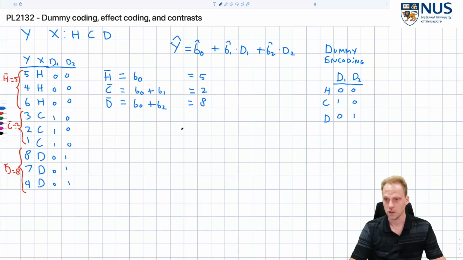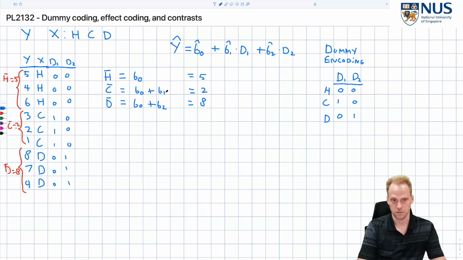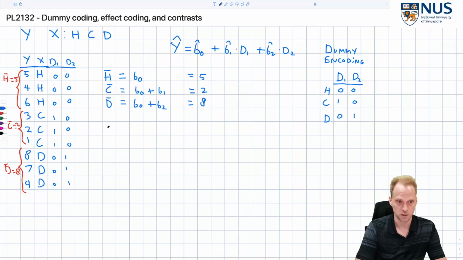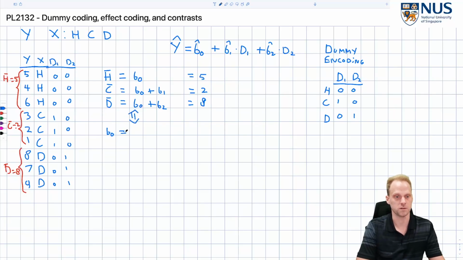Now, an interesting thing here is that we have 3 unknowns, these B's, and 3 knowns, which means that we can actually solve this equation and flip this thing around. We could define what these B's look like. So let's do that. We have B0. Let's make it nicer. B0 equals the mean of hamsters, which in this case equals 5.